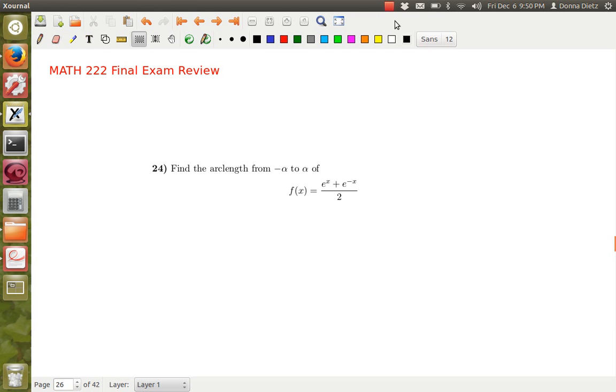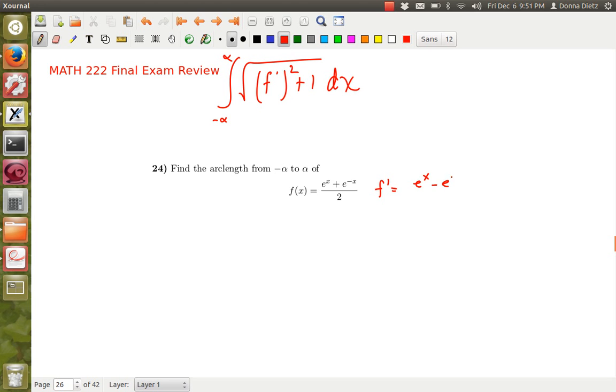This is an arc length question, and to solve it you need to have the formula that looks like this. In this case you're going from minus alpha to alpha, and so you just do what it says and out pops the answer. Okay, so you just have to make sure you don't lose your way in the forest of derivatives and formulas and all that stuff.